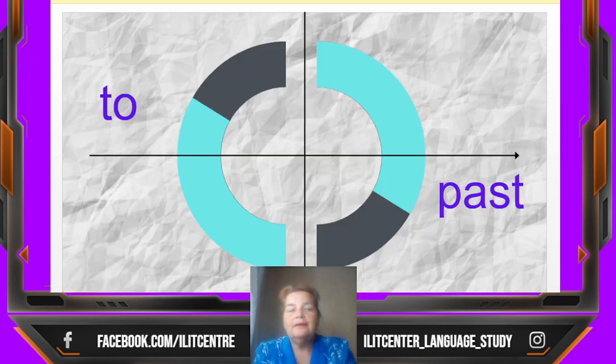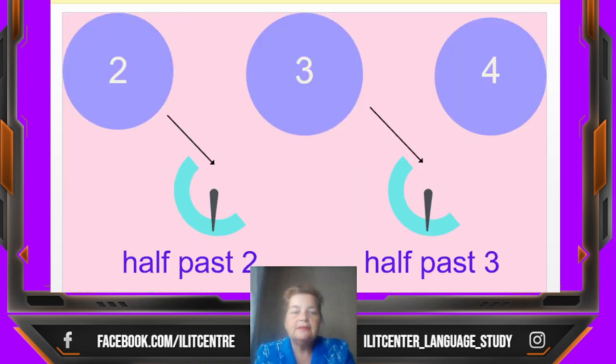Here is the table which illustrates what we have discussed before. Past from 12 till 6 and to from 6 to 12. How to tell 30 minutes? 30 minutes are told quite simply. You see that this is 30 minutes after 2. We say 2:30. 30 minutes after 3, we say 3:30. This is 4 o'clock, and 30 minutes after 4, we say 4:30. Great.